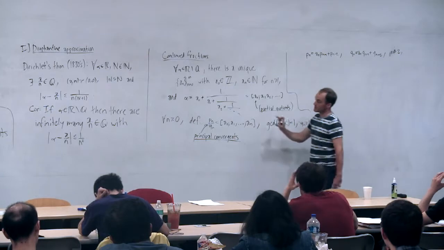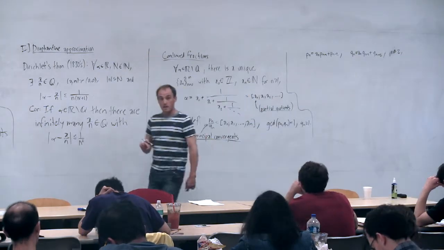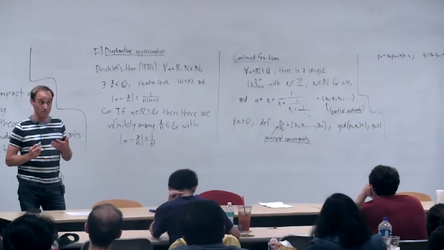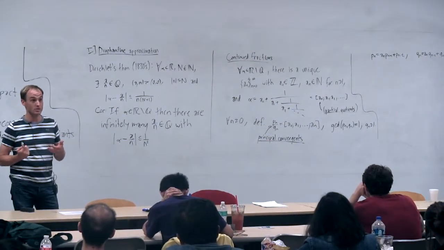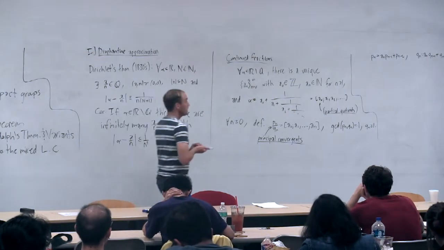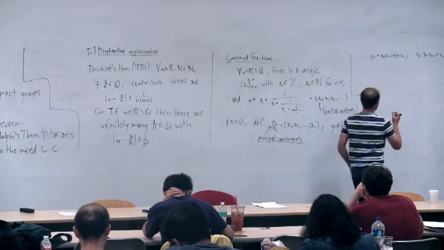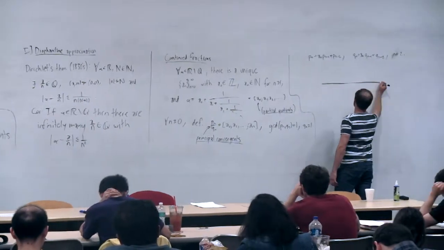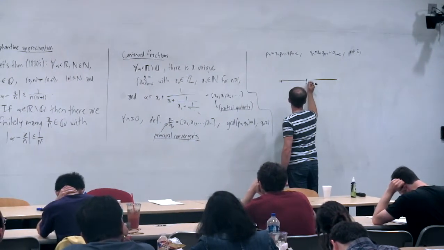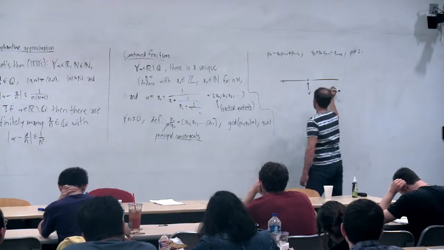The reason why these fractions, the principal convergents, are important is that they tell you how well the number alpha can be approximated by rationals. They give you the best possible rational approximations in a strong sense. To be precise about what I mean, I'll draw you a little picture here. I'm not explaining everything to you, obviously. You have your number alpha sitting somewhere on the number line.